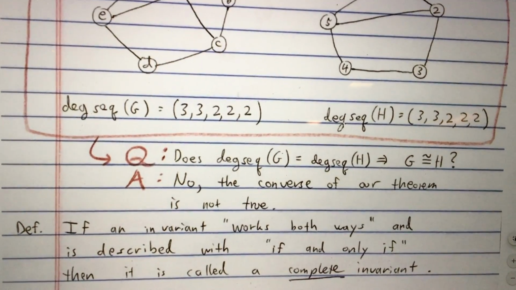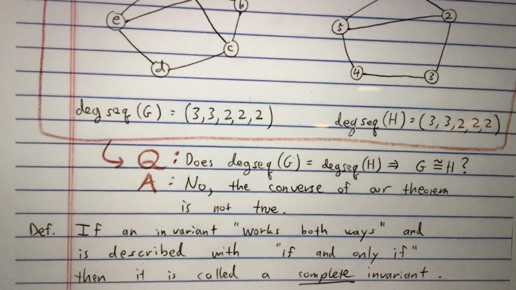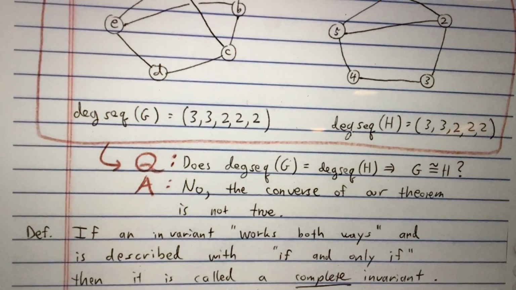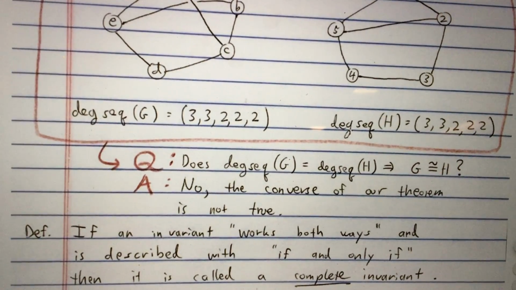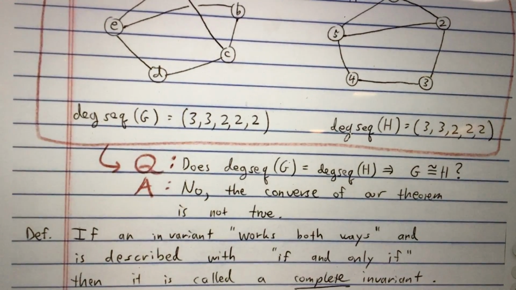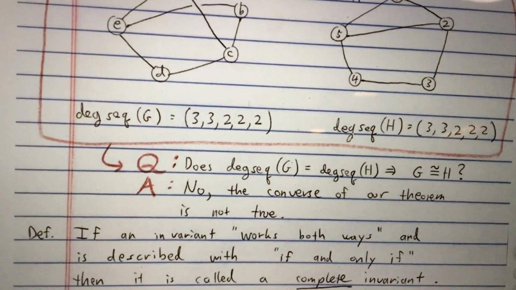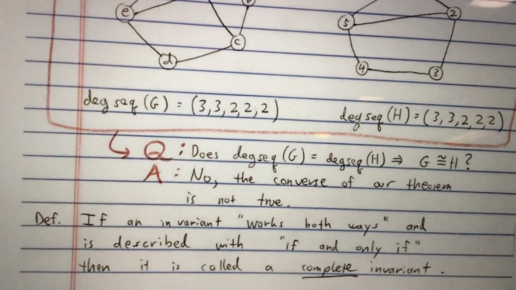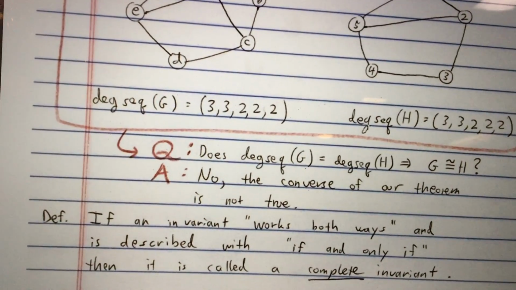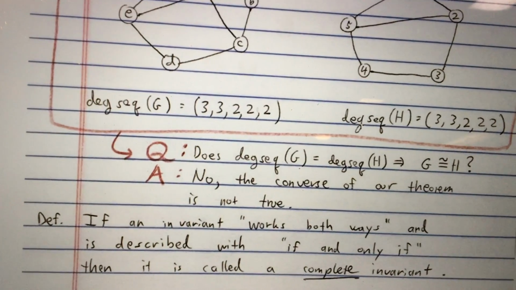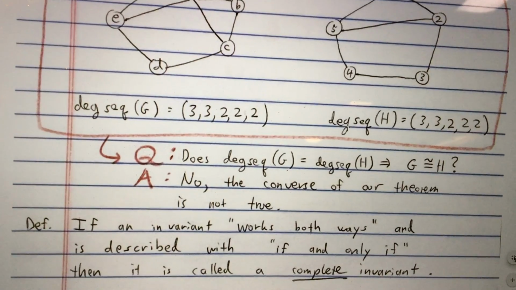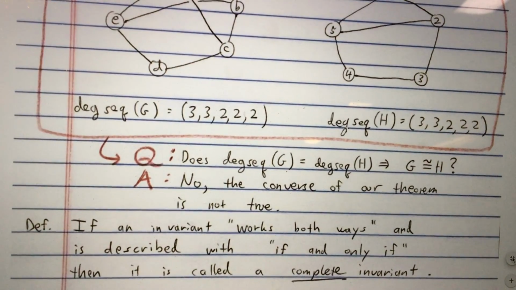So if an invariant happens to work both ways, so that means it's described with if and only if in the original theorem, then you have a special word for it. It's called a complete invariant. Second time we used the word complete here today, but that's a coincidence. It's a complete invariant if it's an if and only if. Now, usually that means it's almost as hard to calculate as checking the original isomorphism. So it's hard to find a complete invariant which is also an easy invariant.